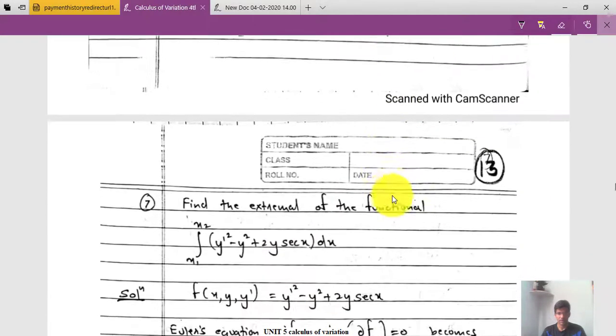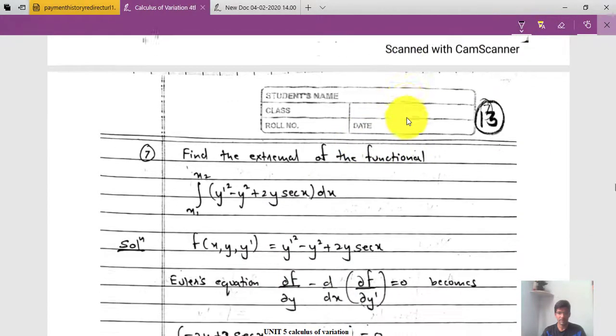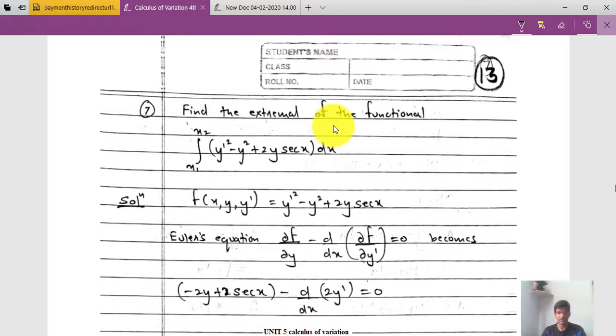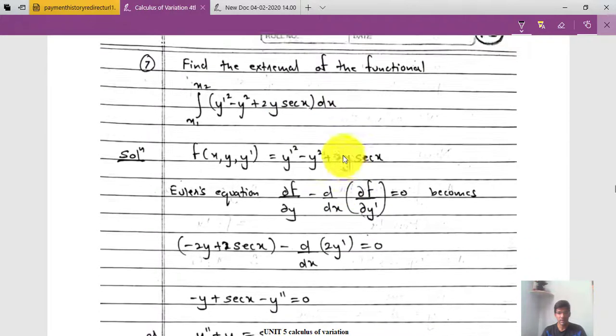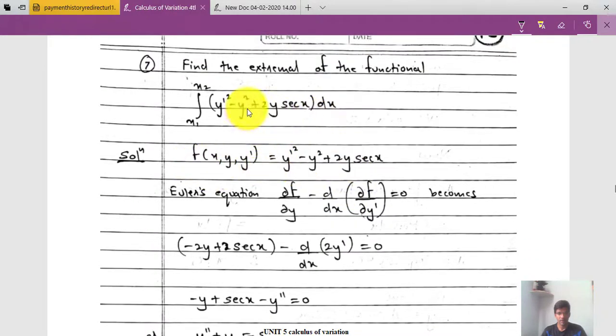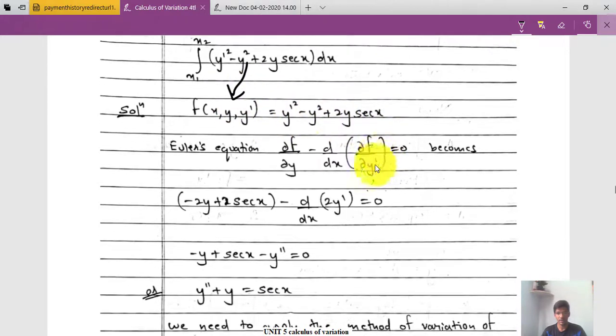Fine. Okay, now the next question is to find the extremal of the functional, the integral of x1 square y1 square minus y2 plus 2y sec x, right? So the given function is y1 square minus y2 plus 2y sec x.